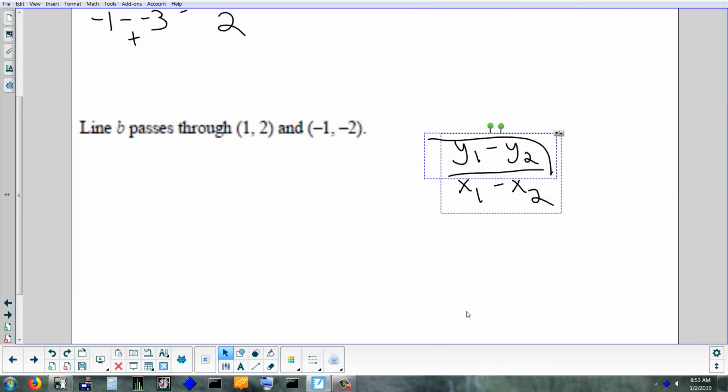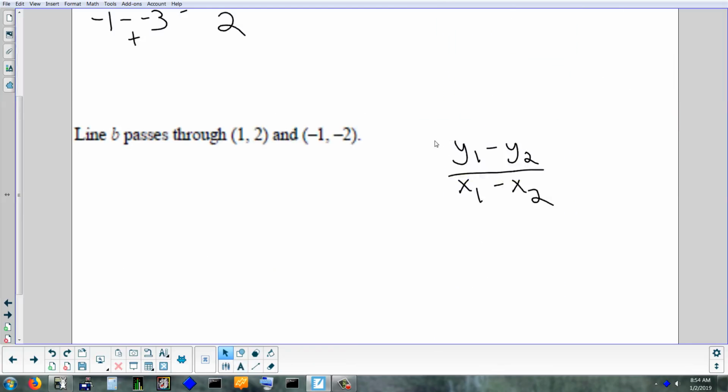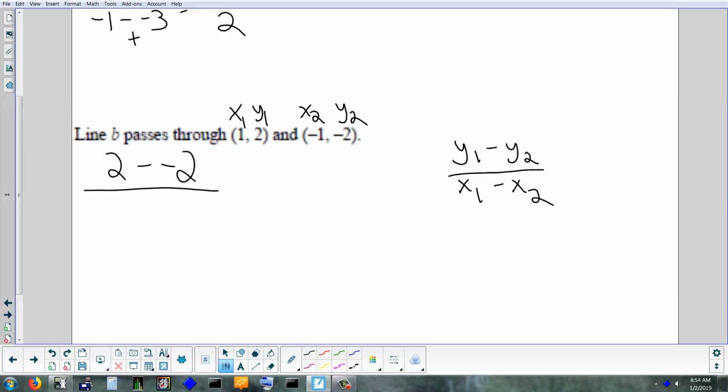All right. So now this one. We'll label this: X1, Y1, X2, Y2. Matt, here's my formula to find slope, right? What numbers am I going to write on the top? So for y1, you're going to put 2 minus -2. Perfect. What happens? That becomes a positive. I'm just going to write it above so you guys can see it. All right?